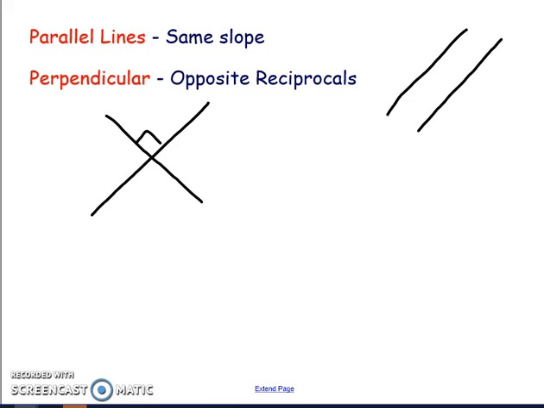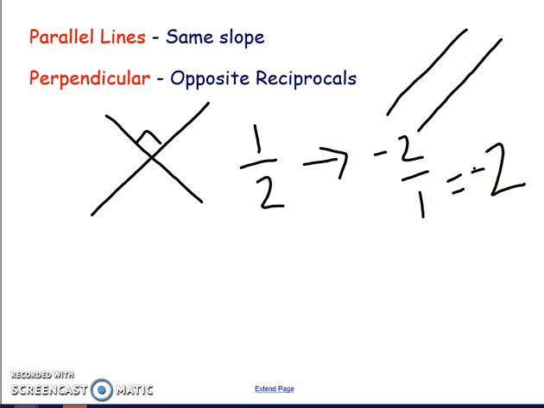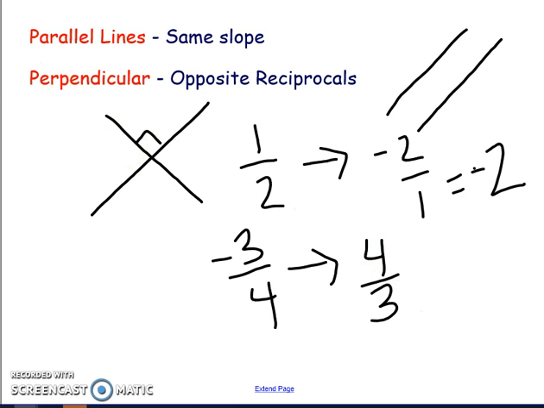So if one of our slopes is 1/2, to find a perpendicular line, we have to turn it upside down and change its sign. So it would become -2/1 or just -2. If you had -3/4, the opposite reciprocal, we would turn it upside down and change its sign. So the 4 would now be on the top, the 3 would be on the bottom, and instead of having a negative slope, we would have a positive slope.